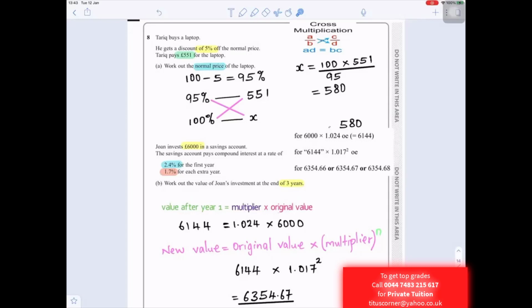And then you divide by 100. So you add 100 and divide by 100. That will give you 1.024, because it's 102.4 divided by 100. So that's how you get the multiplier. Get multiplier, add 100, and then divide by 100. So multiply 1.024 times 6,000.